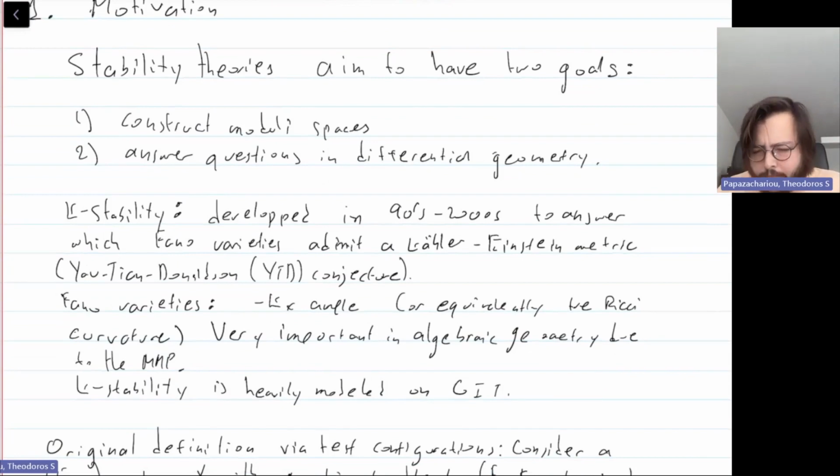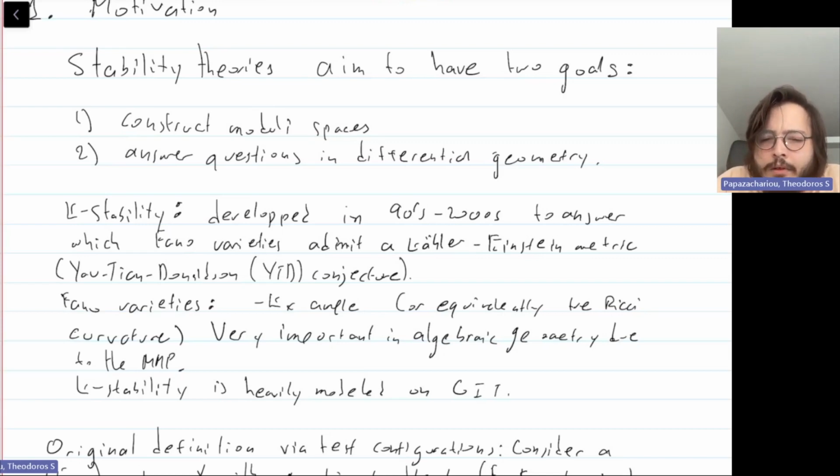K-stability is a fairly recent theory. It was developed in the mid-late 90s to early 2000s by a bunch of people, mainly Tian and Donaldson. The primary reason why it was developed was to answer which Fano varieties admit a Kähler-Einstein metric. This is also known as the Yau-Tian-Donaldson conjecture. It's a very important conjecture in complex differential geometry, primarily because these Kähler-Einstein metrics play a really important role in the study of differential geometry. They have pretty much dominated the study for the past 20, 30 years.